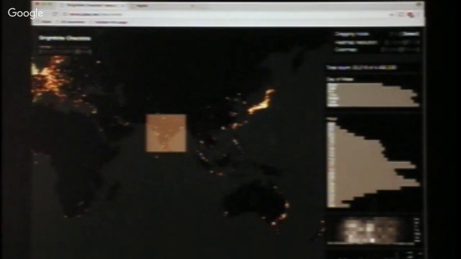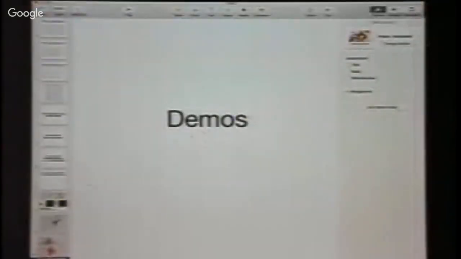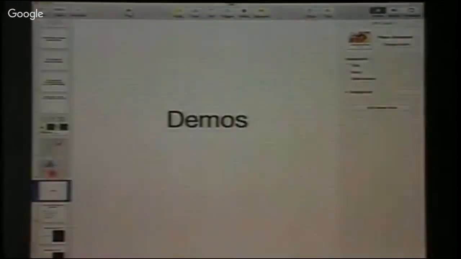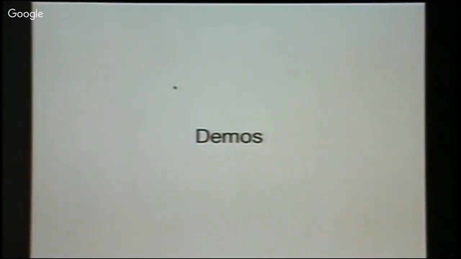And so one of the really fascinating things about this idea of big data is that we get to learn things about the world that we didn't even expect were possible from what we were collecting. And so I think this is very exciting. So let me tell you a little bit about what happens behind the scenes here.